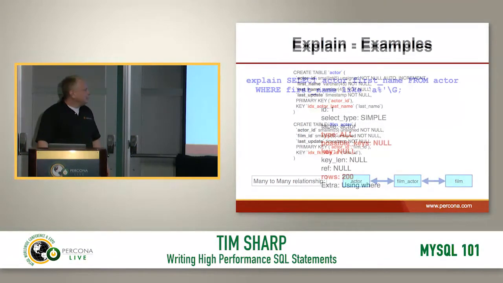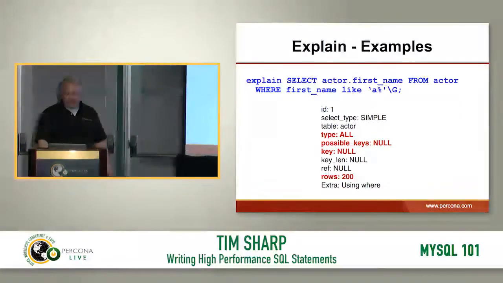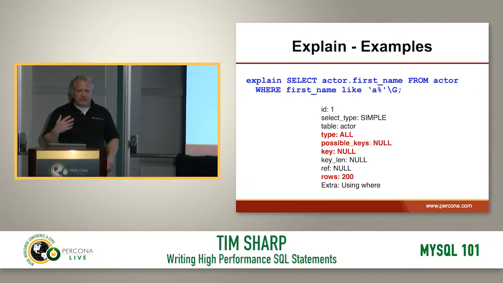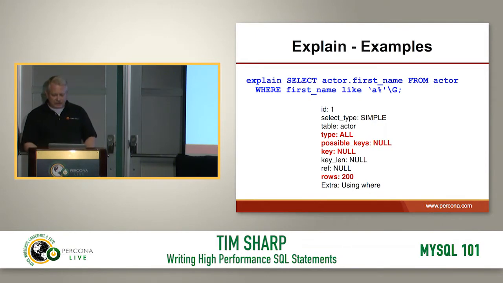I started off with looking at an example select statement, which is just select the first name from actor, which is not indexed. And we see that the type is all, so all the rows in the actor table had to be examined. And because the keys are null, it indicates that there are no keys available for the optimizer to execute your query, resulting in all 200 rows having to be examined to build your resultant set.